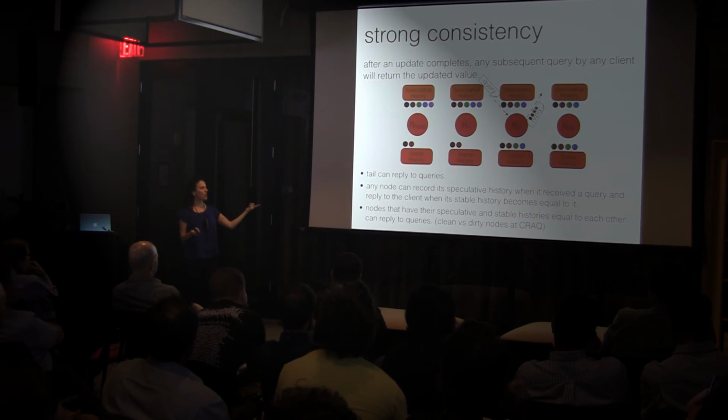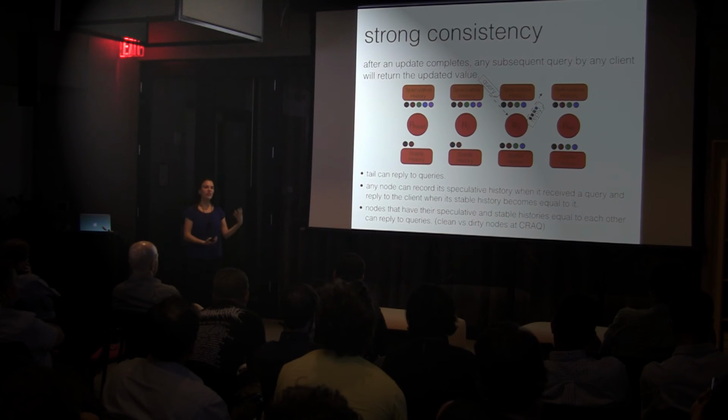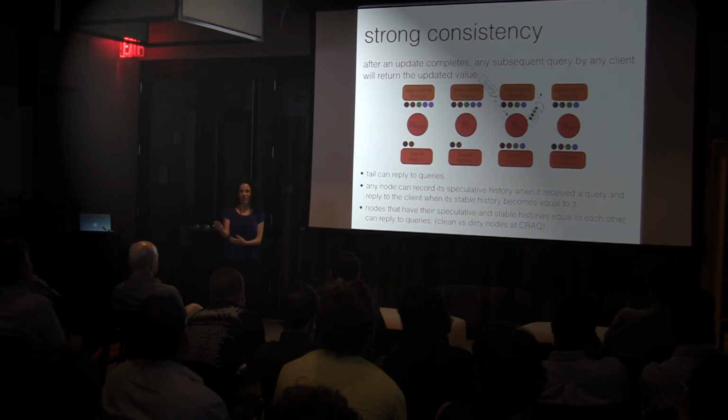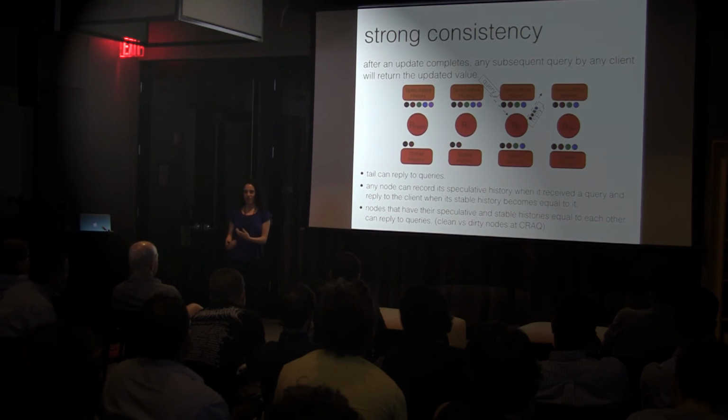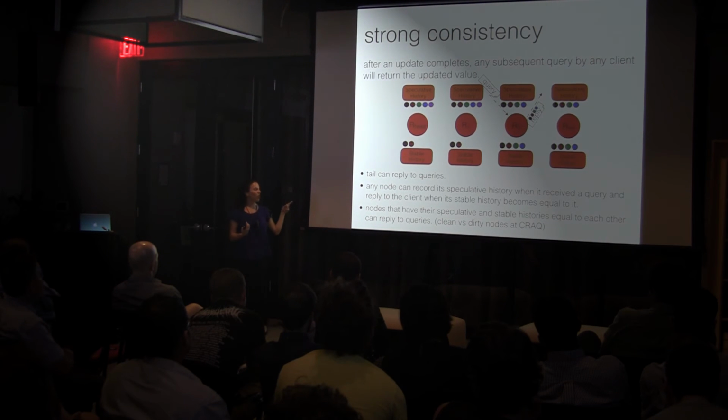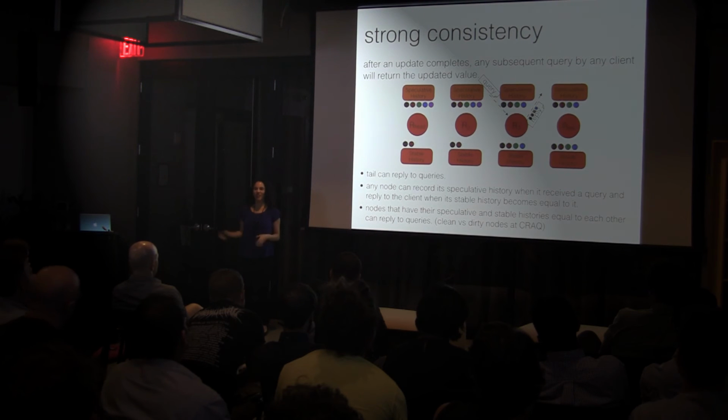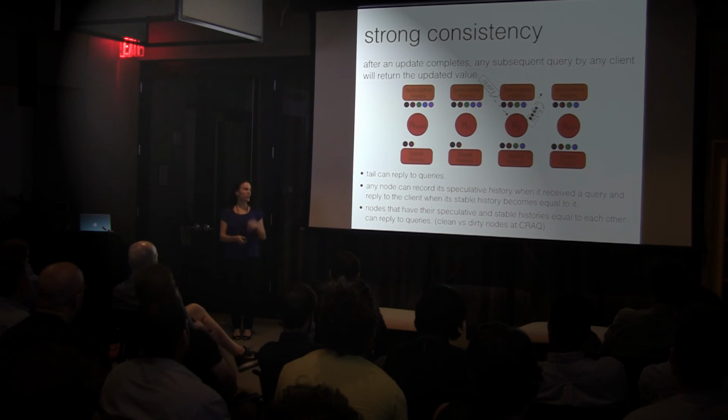Another way of looking at it is, I use the wording anchor node. If a node has its speculative history equal to its stable history, then it can just reply. The reason this holds is because if they are equal to each other, it means any history, speculative or stable, to the right of it until the tail are all equal to each other. And this also follows from our ordering of histories.